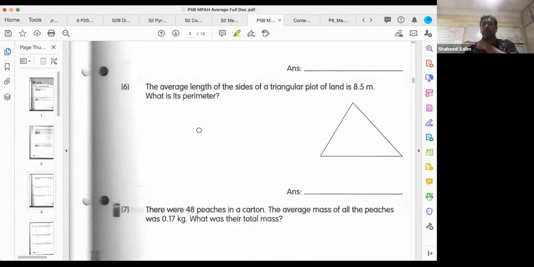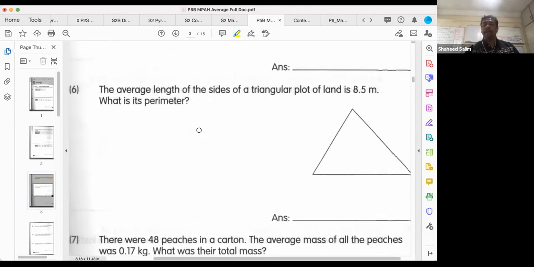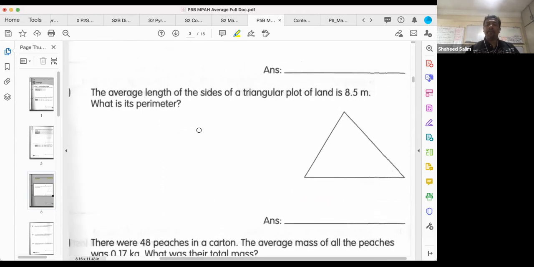This one now. What is the perimeter? What is the perimeter?